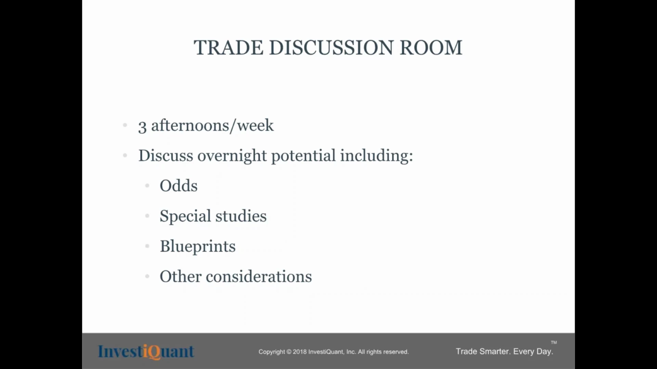Blueprints are basically systems that we use. So if certain conditions are met, these systems automatically alert and people can take the trades in those systems. And any other considerations. So an example of other considerations might be the fact that we have an employment report coming out on Friday. So Thursday, I'm normally pretty cautious about taking trades if we get an employment report the next morning.